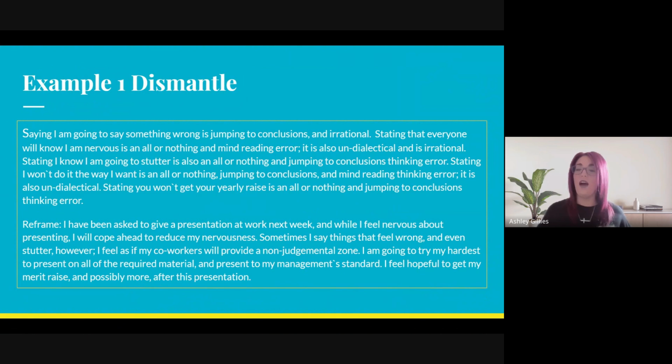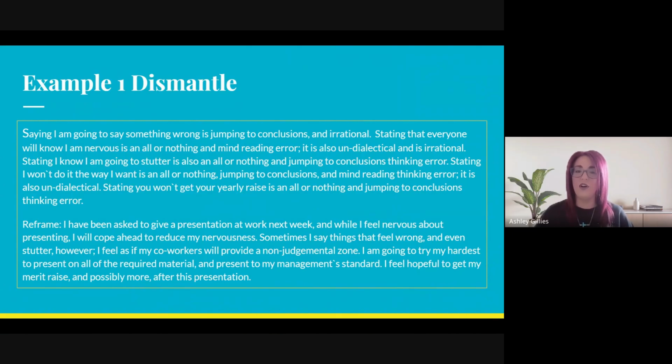You do not know that. That is mind reading other people in the room. It's irrational to do. It is an error. It does not work. Stating I know I am going to stutter is also an all or nothing and a jumping to conclusions thinking error. Okay, so you can see we're identifying that error. Again, that's also irrational because there's no evidence to support it. Stating I won't do it the way I want or they want is an all or nothing, jumping to conclusions, and mind reading thinking error. It's also undialectical.